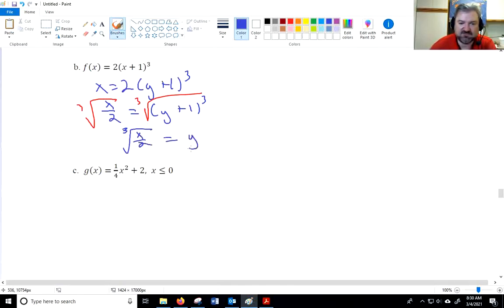x over 2 is equal to y plus 1. And I'll just move the 1 over. So negative 1 plus the cube root of x over 2 must be my inverse function. No need for any domain considerations.